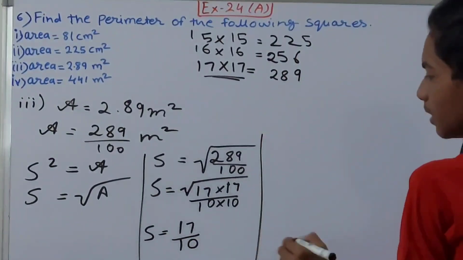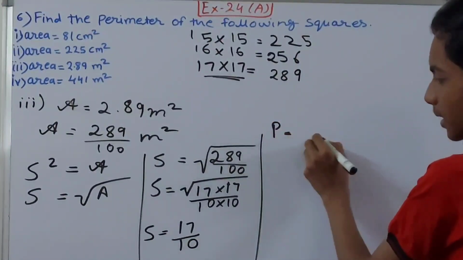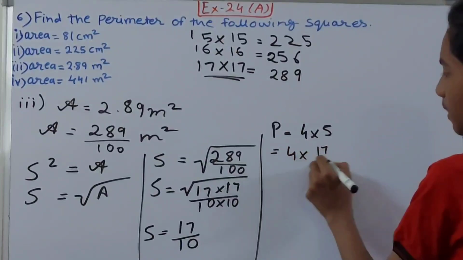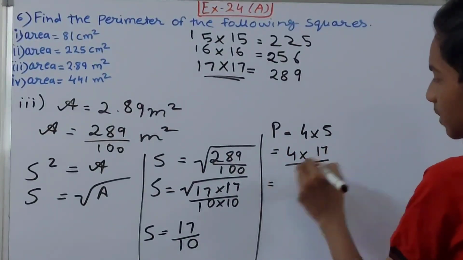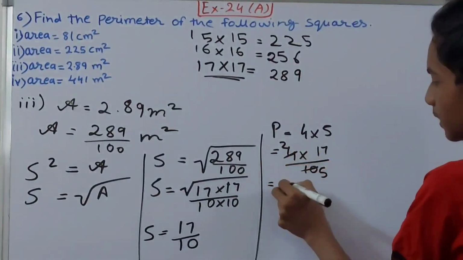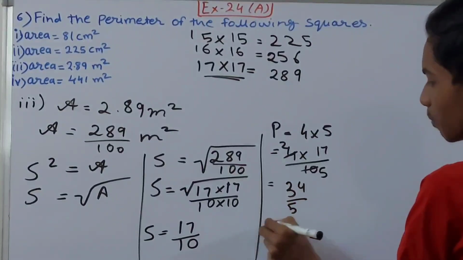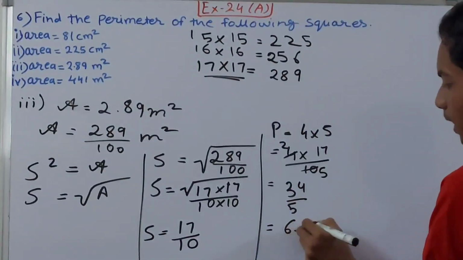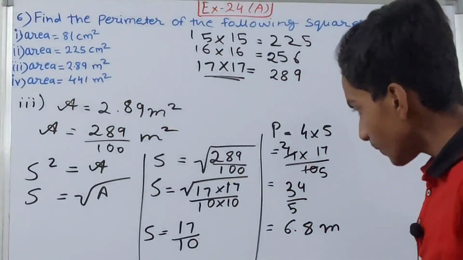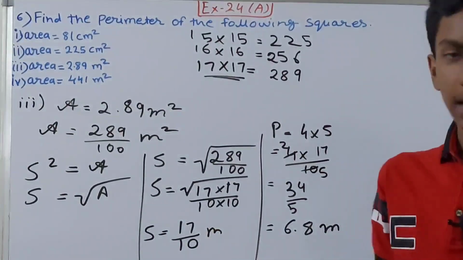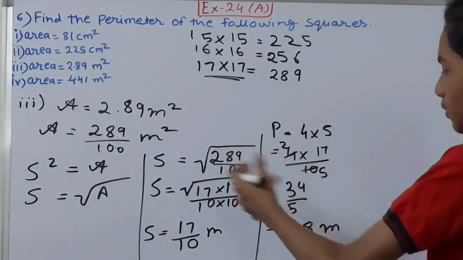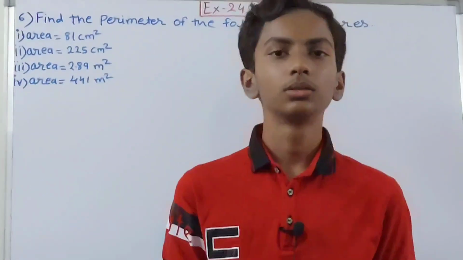Now calculate the perimeter, right? Perimeter becomes 4 into side, so 4 into 17 by 10. So 17 into 4, okay, let's just cut it here, that will be better. So 17 into 2 is 34 by 5, and what will this be? 6.8, right? 6.8 meters. So this becomes the perimeter, and here also put the meters. Now you see here that 6.8 meters is the perimeter, and so this becomes our answer. Now let's move on to the next part.